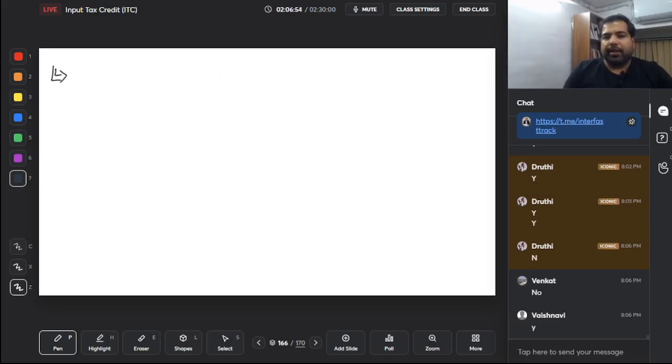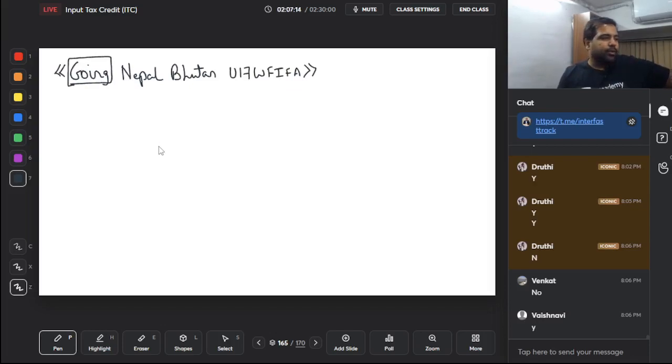If you're selling any entity as a going concern, for example, if an electric bike company is being sold to Hero Honda Electric for 100 crores as a going concern, then in that case, on this there will be no GST. So this is exempted. Going concern is exempted from GST, sale of a going concern. Next, Nepal and Bhutan.